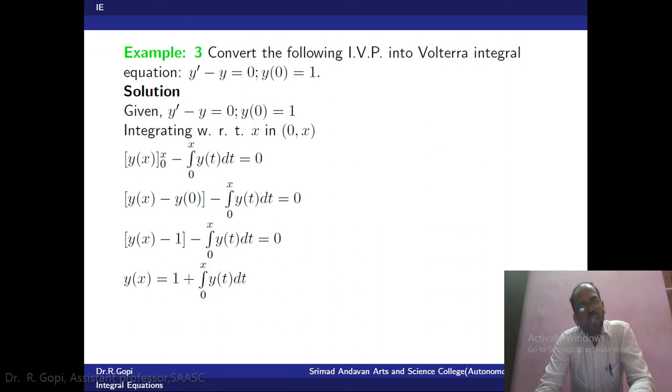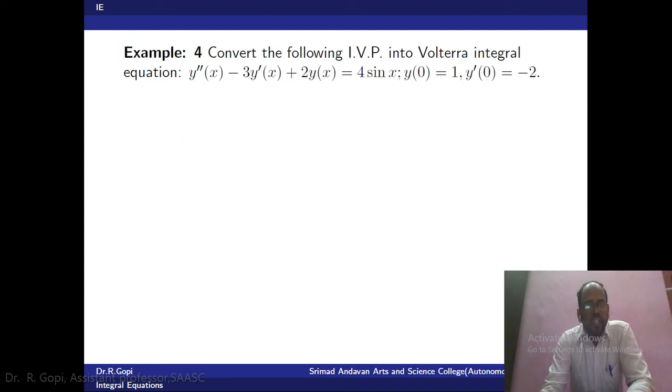So we have converted the differential equation into a Volterra integral equation, because the limits are from 0 to x, where 0 is a constant and x is a variable. So the equation is of the form of a Volterra integral equation of the second kind, non-homogeneous, because f of x equals 1, here k of x comma t equals 1, and y of t is the unknown. So the solution is a Volterra integral equation of the second kind and also non-homogeneous.